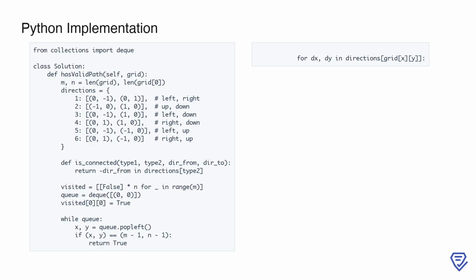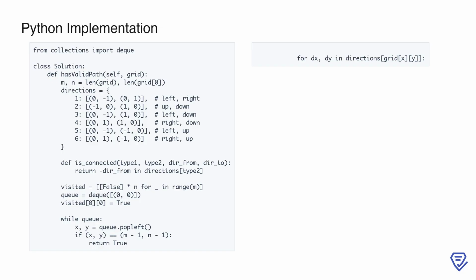We then define a dictionary named directions, where each key corresponds to a street type, and the value is a list of possible movements from that street type. For example, Type 1 streets allow horizontal movement to the left and right, while Type 2 streets allow vertical movement up and down. We also define a helper function, is_connected, which checks if two street types are compatible for movement in a given direction. This ensures that the path remains valid as we traverse the grid.